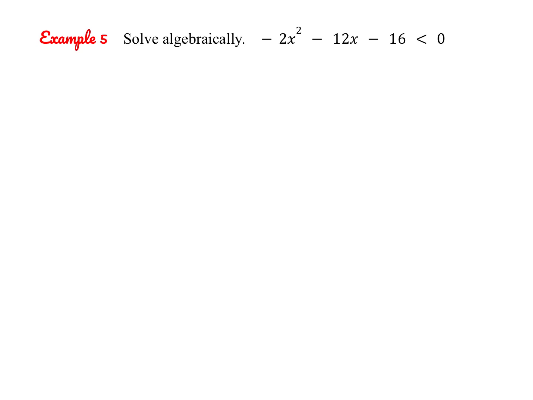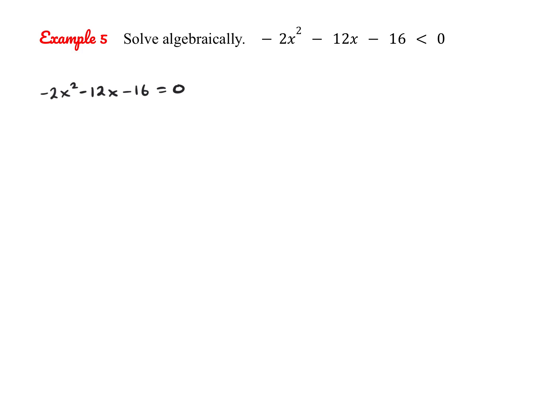All right, I want to do one last example together with you guys. So here we have this quadratic equation, negative 2x squared minus 12x minus 16 is less than 0. So there's a few different ways we can approach this. First, we could leave the equation as is, and we can solve it.